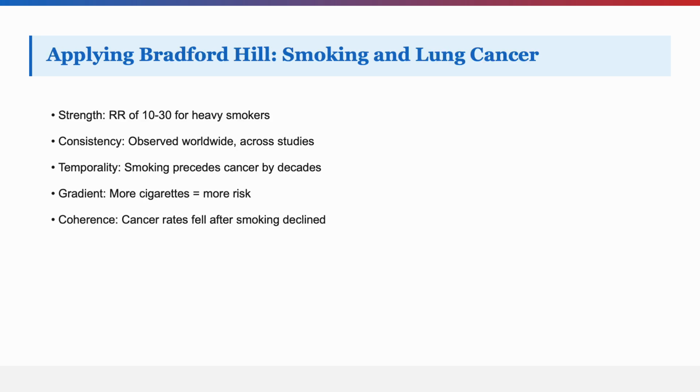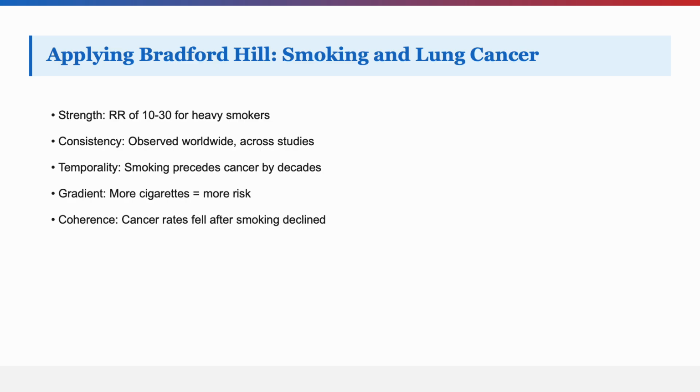Let's apply Bradford Hill to the classic case: smoking and lung cancer. Strength: heavy smokers have 10 to 30 times the lung cancer risk of never smokers. This is a very strong association, hard to explain entirely by bias or confounding. Consistency. The association has been found in case control studies, cohort studies, in men and women, across countries, over decades. Remarkably consistent. Temporality. Smoking begins years to decades before lung cancer develops. The time sequence is correct.